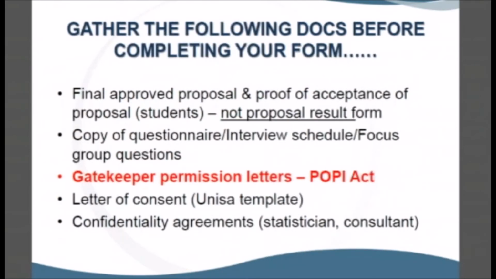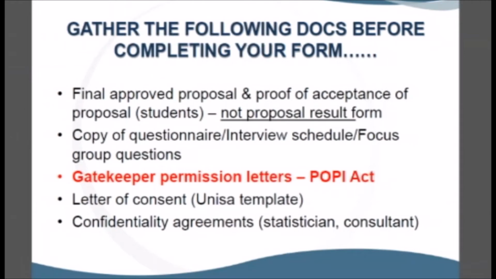Now, what do you need to have before you complete the form? Firstly, you need to know which form you need to complete. Also, you need to have a copy of your final proposal that says that it is approved. Also, the certificate or the results form that you received from the registrar that said that you passed the proposal module. So those of you who are still busy with your proposal module, keep that evidence because you are going to submit it when you apply for ethical clearance as well.